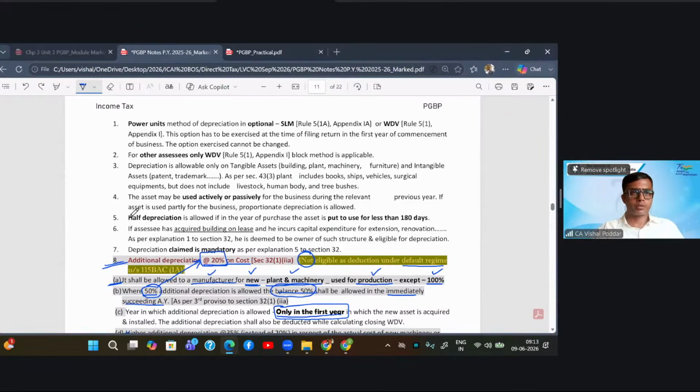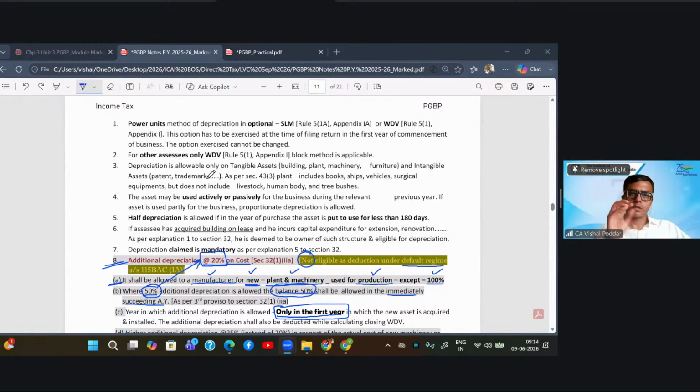Arun Sagar has some doubt. Yes, Arun. Sir, I have one doubt. When are we going to claim additional depreciation? Even if the new machinery is sold, can it be claimed? See, think logically, Arun. Your question is a very valid question. You mean to say the new machine which I have purchased in this year, I have sold it in this year itself, right?